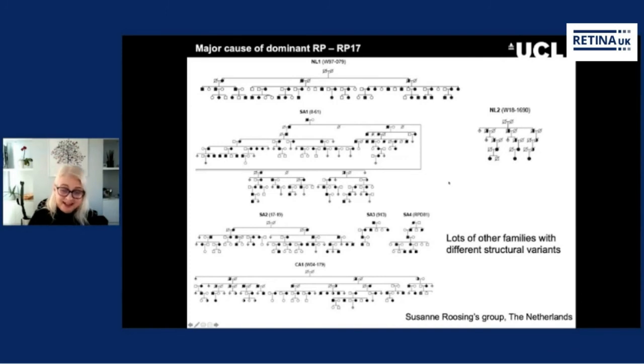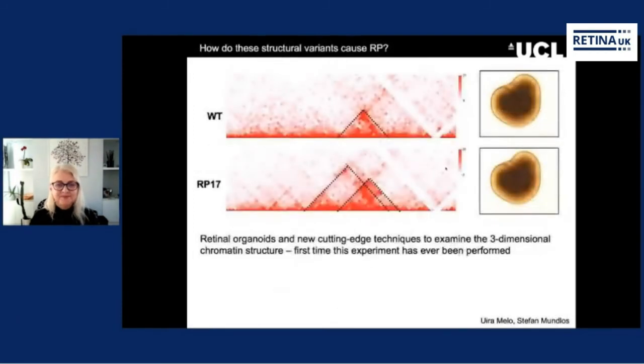There is a South African founder structural variant, and these are the South African pedigrees here. You can see there's 4 pedigrees here. They all have the same structural variant, which is different from all of the others we found. Here's a large Canadian family, and Suzanne also found another structural variant in another family from the Netherlands. So there are lots of other families out there with structural variants on chromosome 17. So this is what we call RP17.